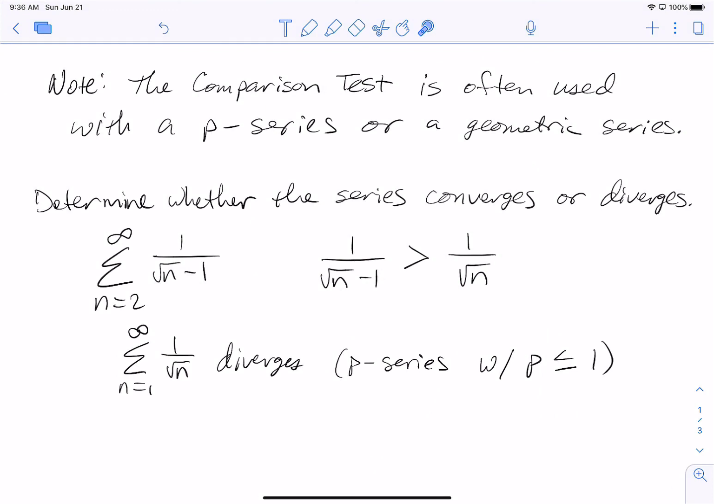So folks, now I have a series whose terms are larger than a series that is known to diverge. So the sum as n goes from 2 to infinity of 1 over the square root of n minus 1 diverges by the comparison test.